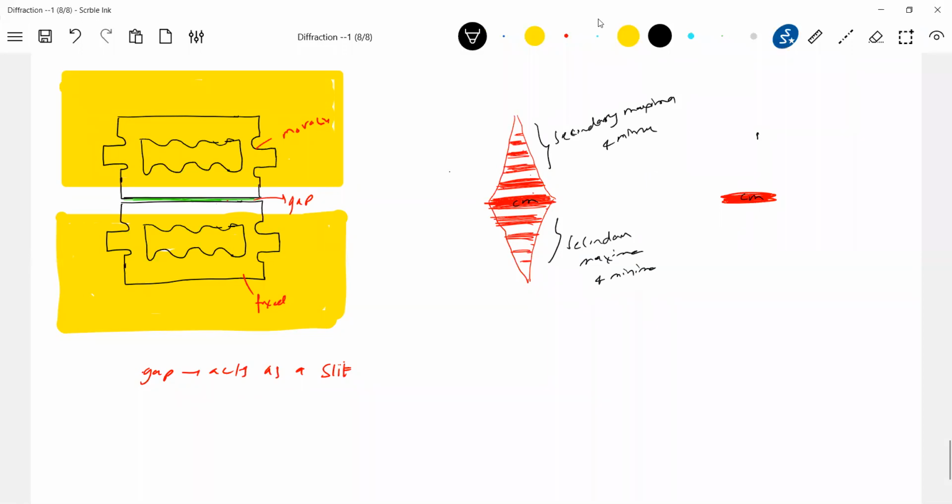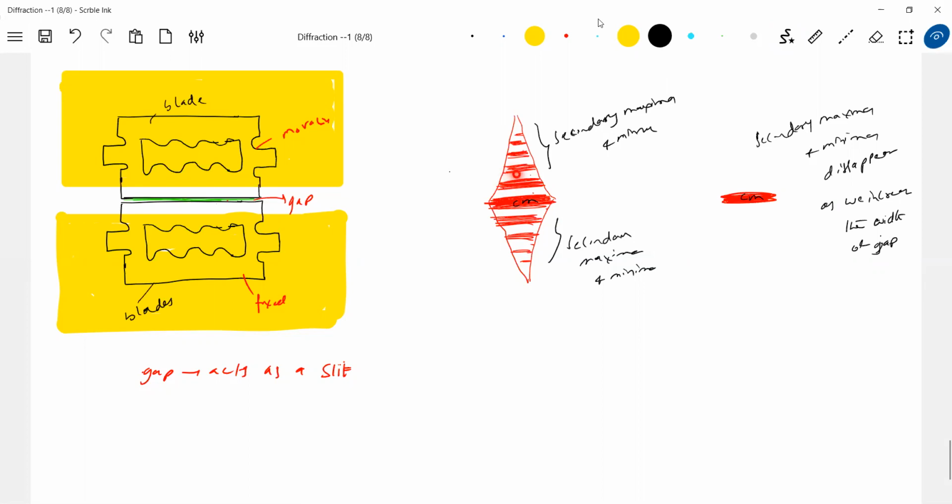Secondary maxima, minima disappear as we increase the width of the gap. So these are the blades, no? Okay, fine. In fact, everyone can try this. Once you confirm it yourself, does it support ray optics?